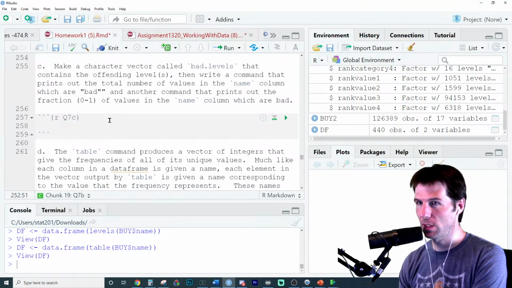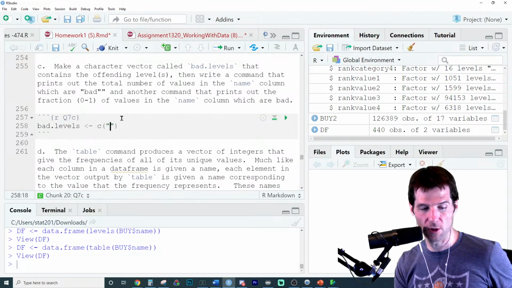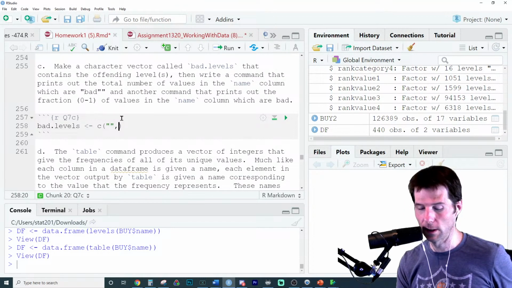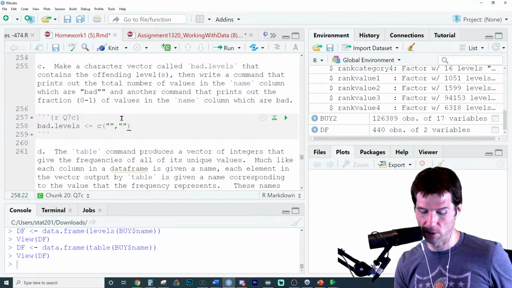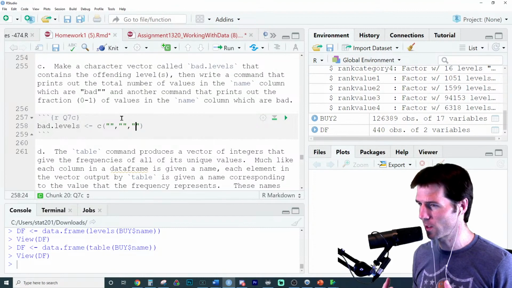So now we want to store it into something. All we're doing right here is storing it into a bad level, and if there was 2, we would do something like this. If there was 3, we would do something like this. Does that make sense, Justin, right here? I think you're on the right track with this now, Justin.